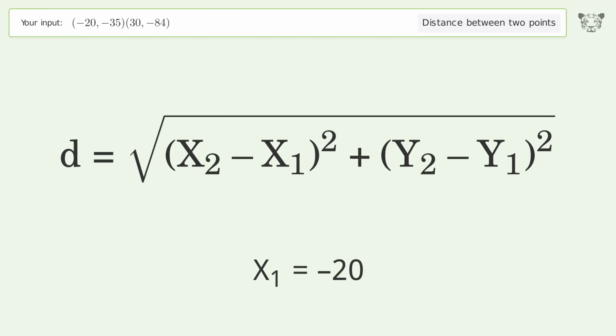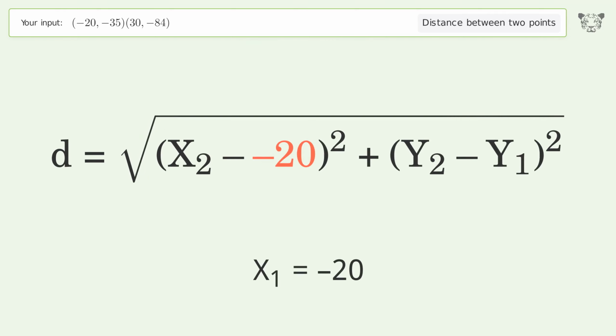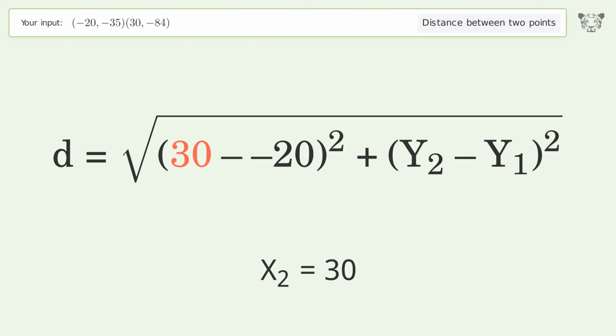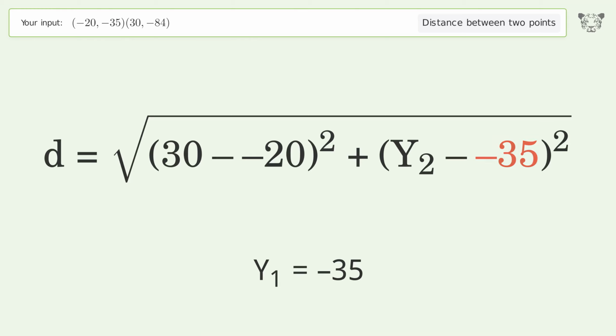x1 equals -20. x2 equals 30. y1 equals -35. y2 equals -84.